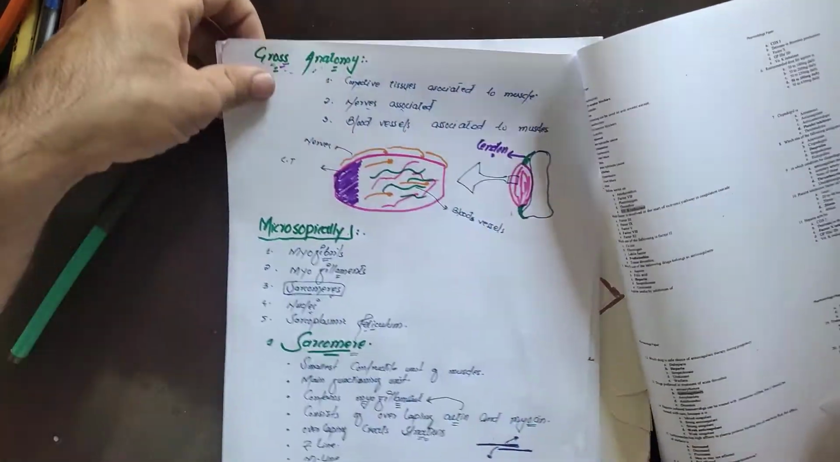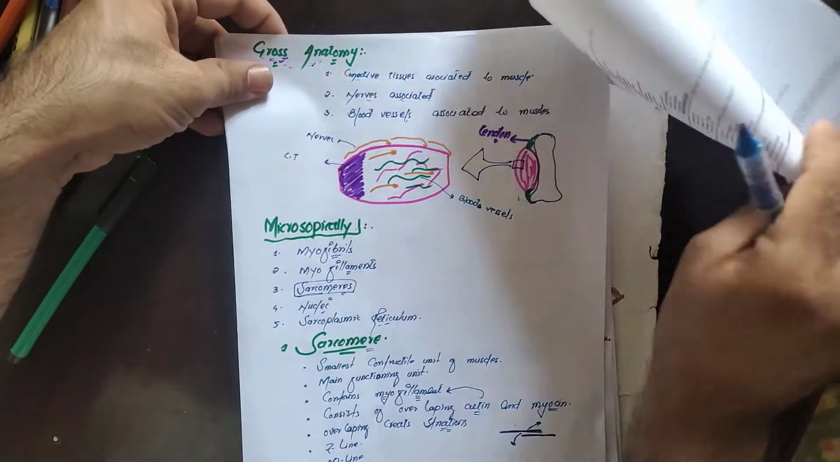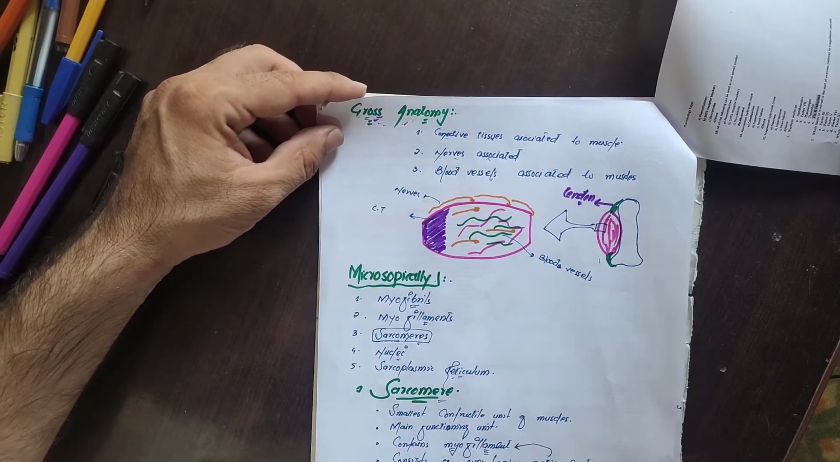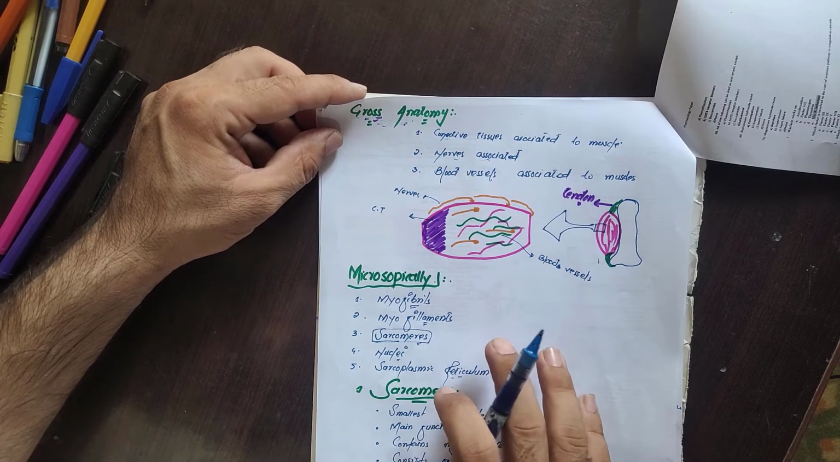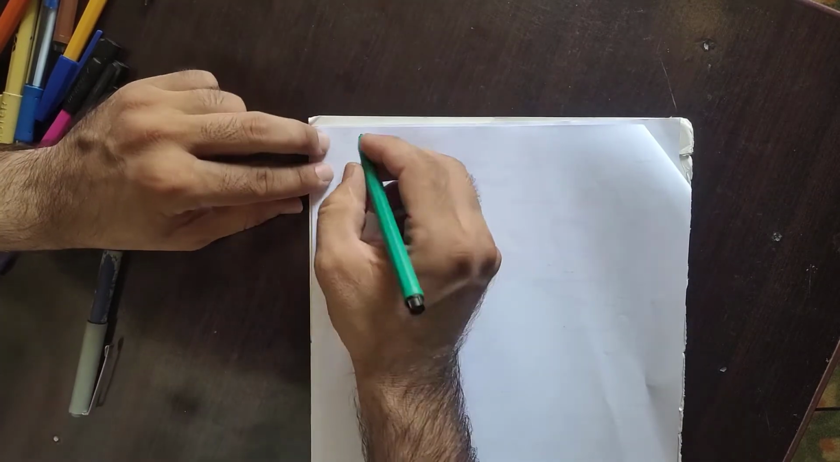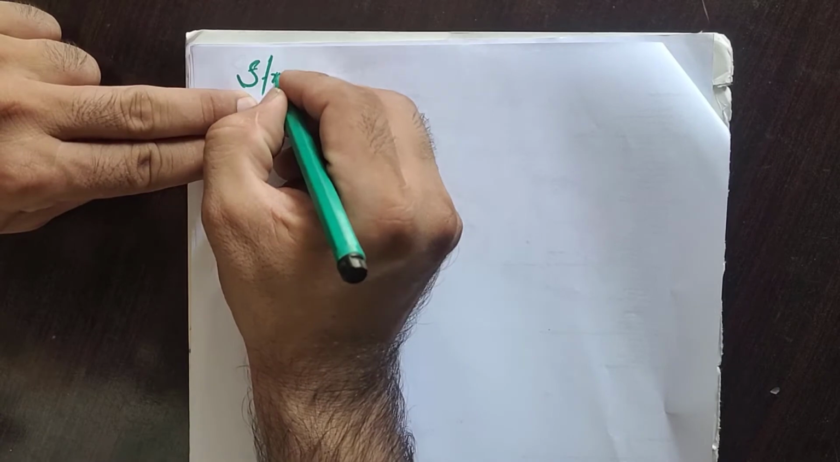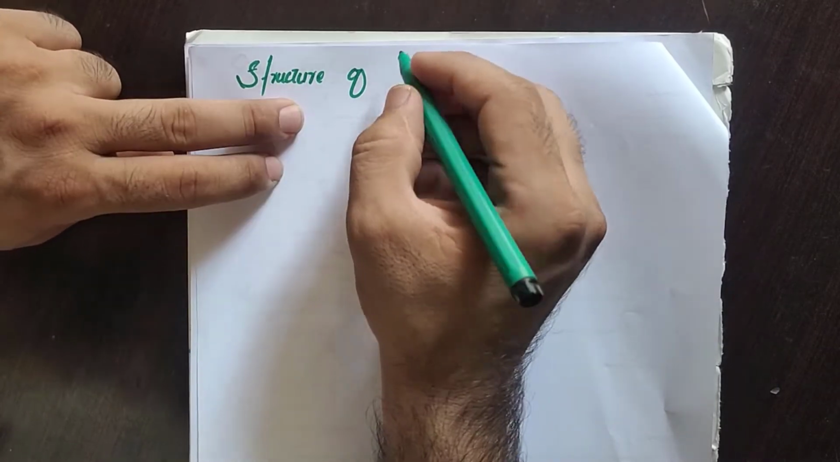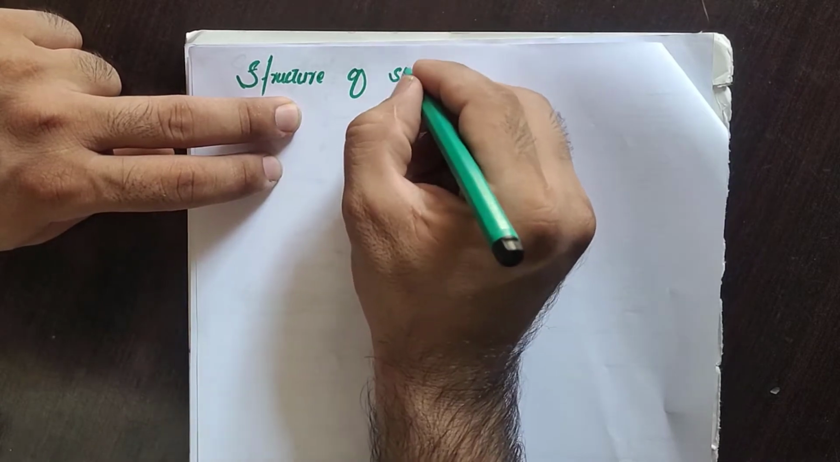This was our previous lecture in which we discussed the gross anatomy and microscopic anatomy of the skeletal and cardiac muscles. Now here I am going to discuss the structure of the muscle itself, right? So let me write here: structure of skeletal muscle.